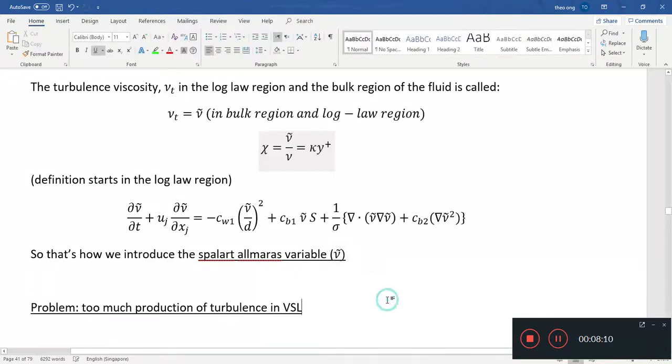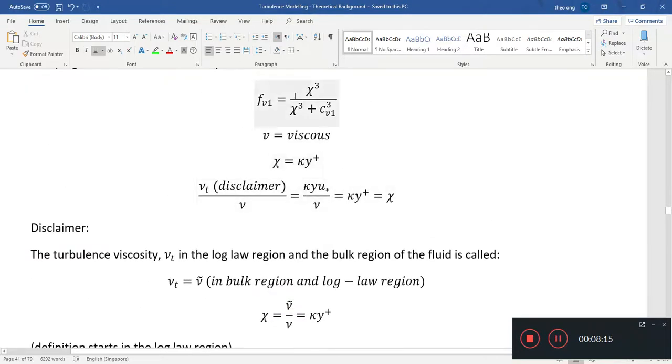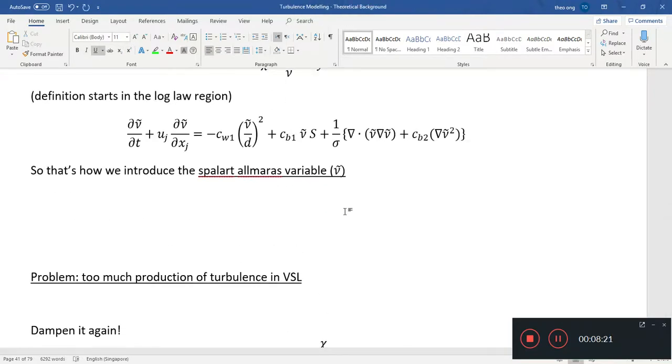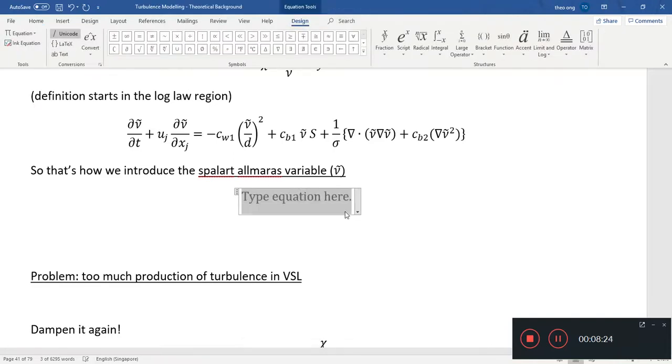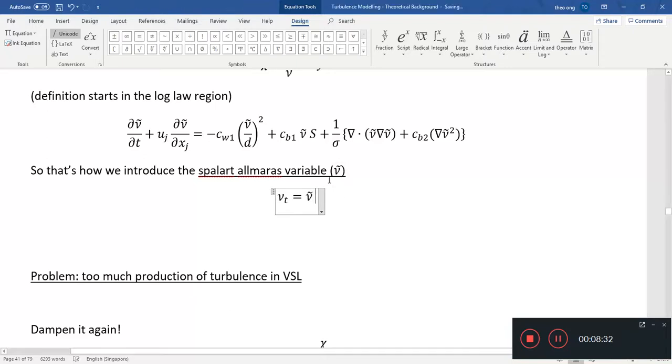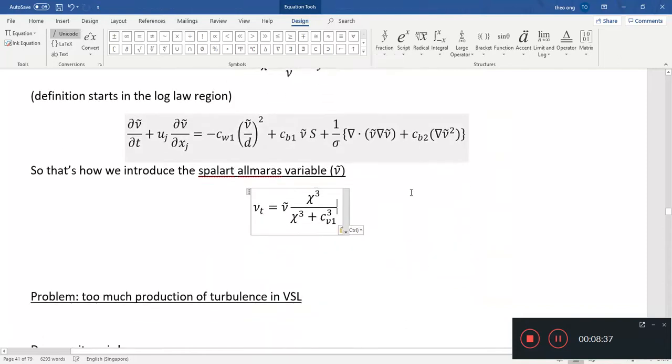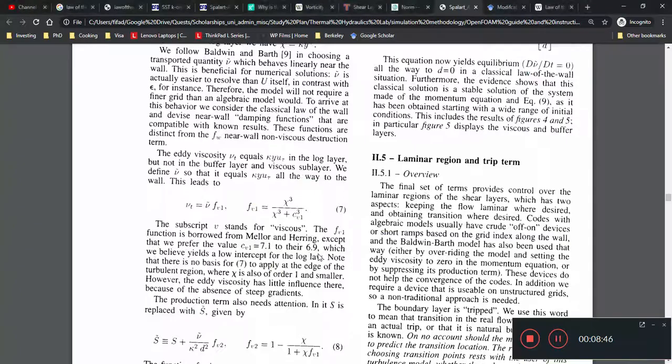All right, so this is here so that we can do the wall function. So how do we do the turbulent viscosity? It is as follows: nu t equals nu tilde times some function. This is the wall function that helps it get the correct value inside the viscous sublayer region. So this is what it's supposed to do. All right.